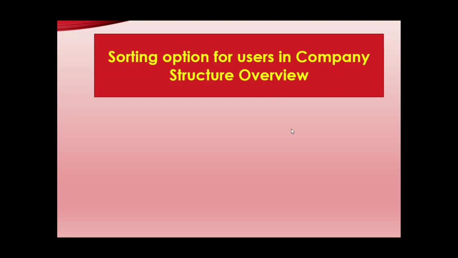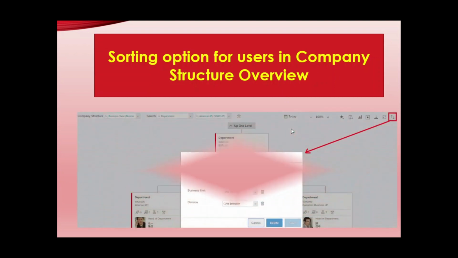So how it should look. This is how it should look. You can see there is a sorting option available, and when you click that option, these fields are available based on which you can sort your order. So let's try to check it out in the system.